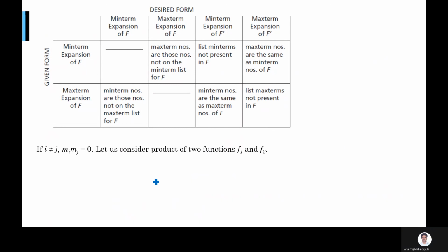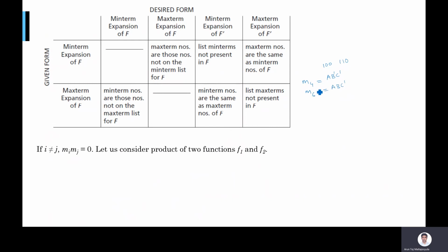Now let me look at a product of two functions. It is easy to see that if i is not equal to j, then mi into mj is equal to 0. Right? If i is not equal to j, then this minterm product will be 0. So suppose I have two minterms, m4 and m6. So this is my mi and this is my mj. What is m4? 4 is 1 0 0, so a b dash c dash. m6 is 1 1 0, so a b c dash.